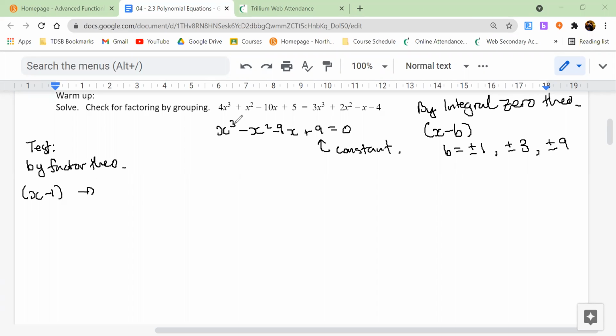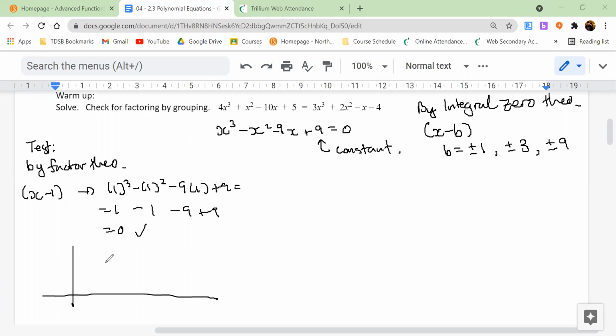So originally, this is 1 cubed minus 1 squared minus 9 times 1 plus 9. That is equal to 1 minus 1 minus 9 plus 9. That does equal a 0. I got it. If it's a factor, I can divide it without worrying about a remainder. And so I will do that by synthetic division, which is easier for me. 1, -1, -9, and 9. Drop the first number down, multiply, add, multiply, add, multiply, and add.